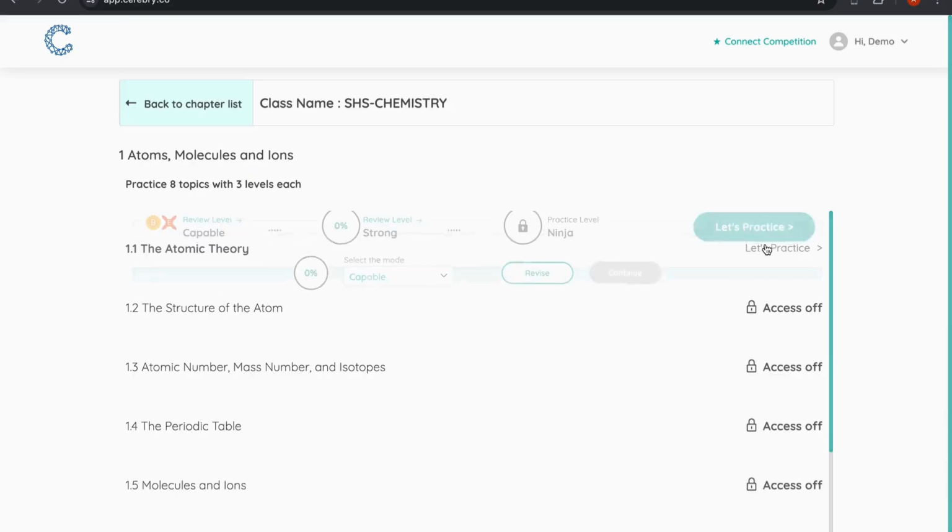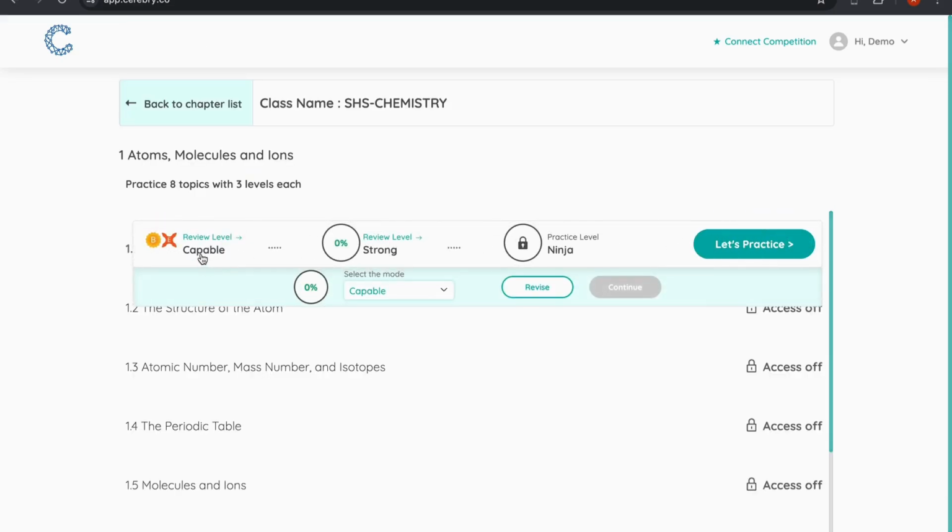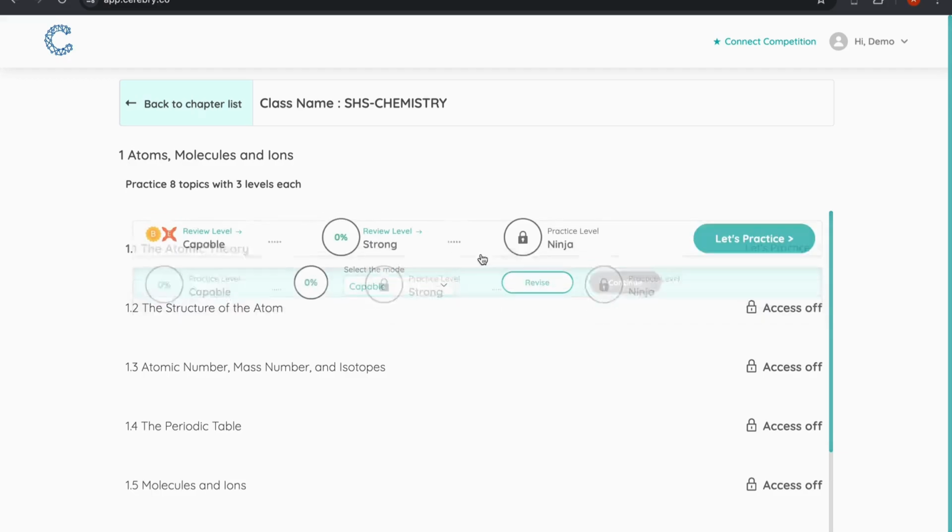In the Cerebry platform, let's say a student has answered the capable level already. Now the system provides the revision mode for the capable level. Let's say if the student completes all the three levels, then all the three levels will be available for the student to revise. Let me showcase an example.